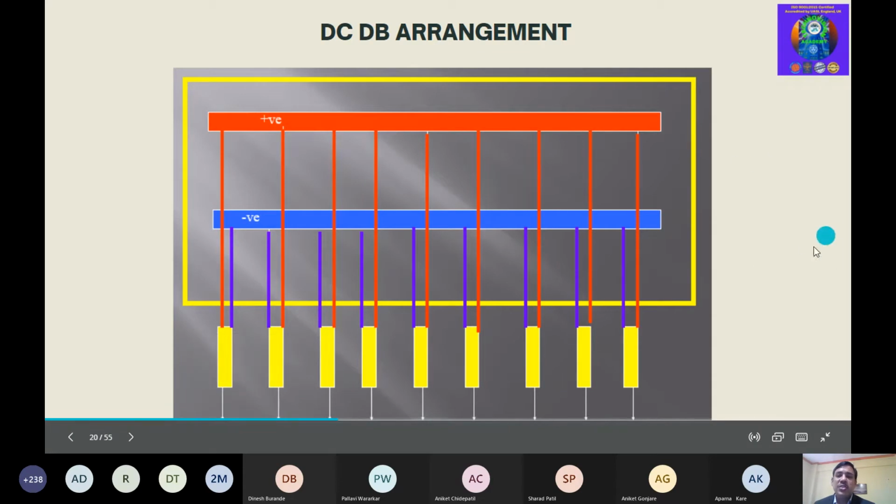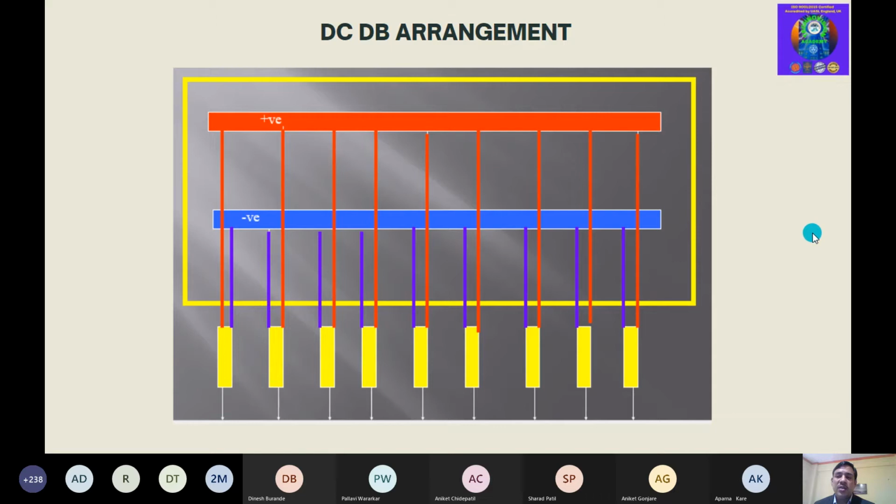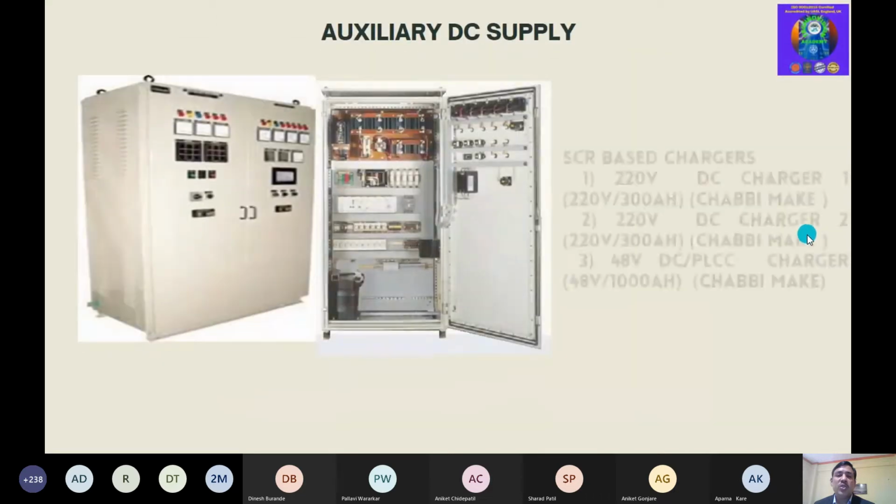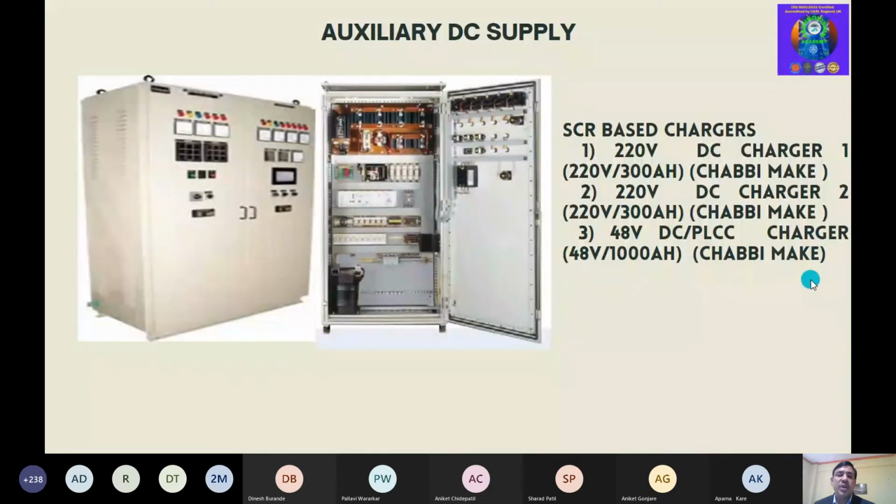So this is the DC distribution arrangement, meaning one positive and one negative, that 2 wires we take to each equipment for control and protection. So this is our auxiliary DC supply arrangement. I have taken one case here. Here it is a 220 volt charger. This is the inside view of this.